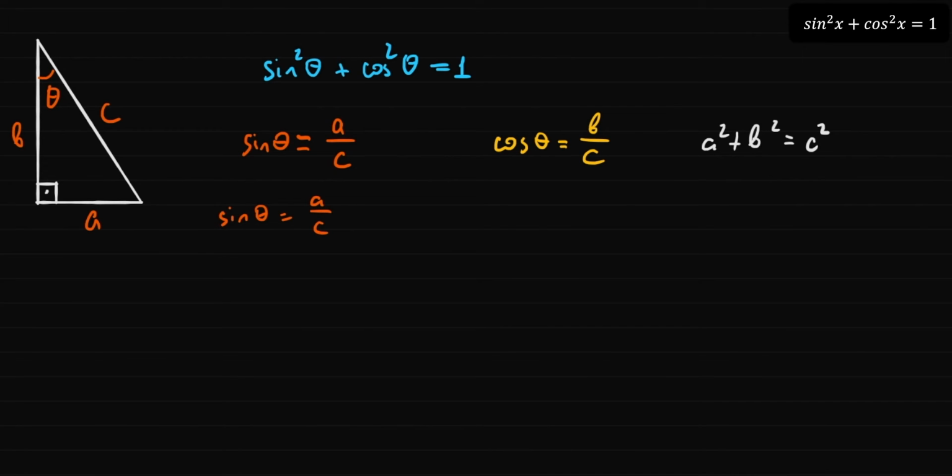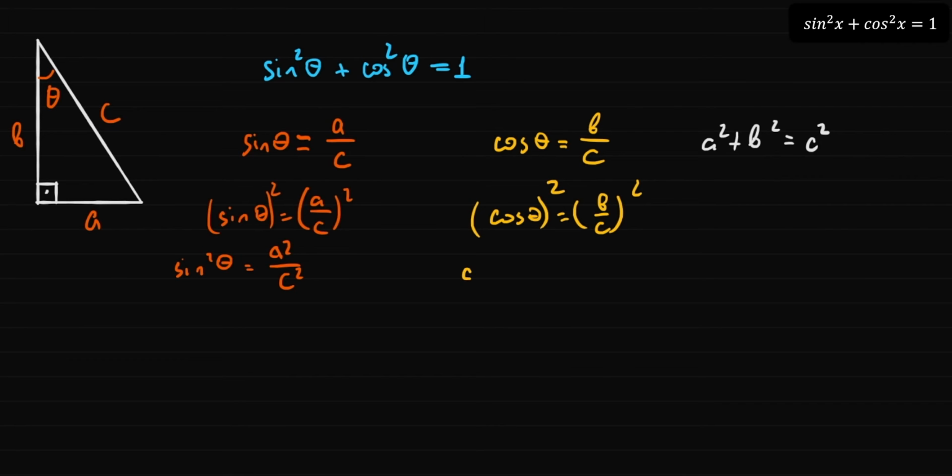So out of these, we know that sine theta equals a over c. So this is just this equation. And if we square both sides, we get sine squared theta equals a squared over c squared. And just like that, if we take this equation and do the same thing, if we square both sides, we get cosine squared theta equals b squared over c squared. And since we have to add them up, we're just going to add them up.